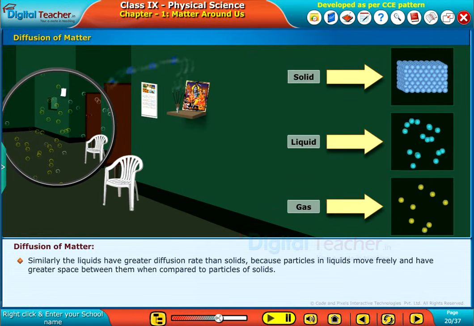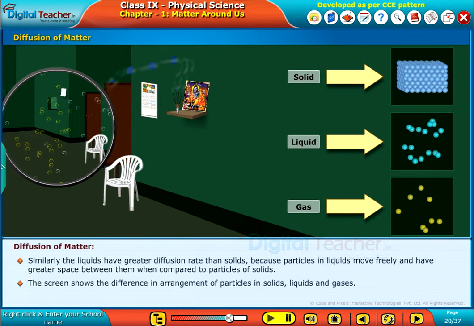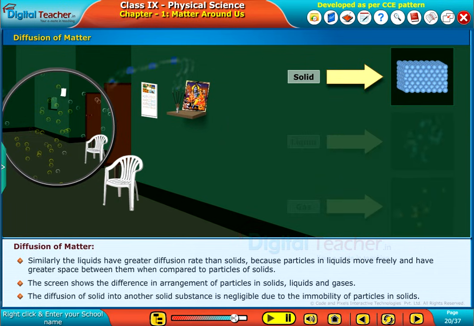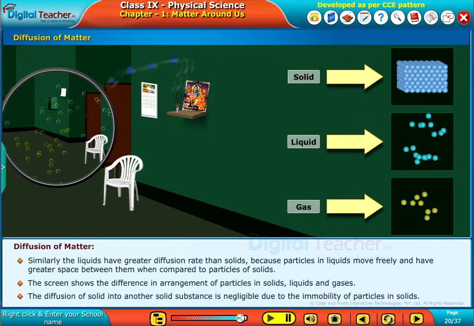Similarly, the liquids have greater diffusion rate than solids because particles in liquids move freely and have greater space between them when compared to particles of solids. The screen shows the difference in arrangement of particles in solids, liquids and gases. The diffusion of solid into another solid substance is negligible due to the immobility of particles in solids.